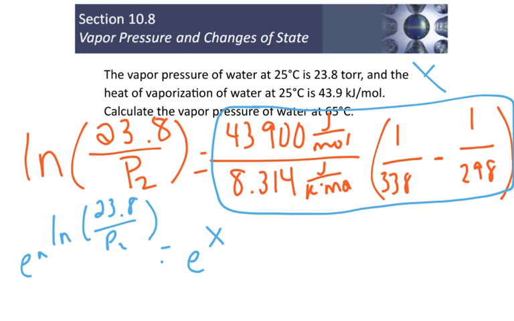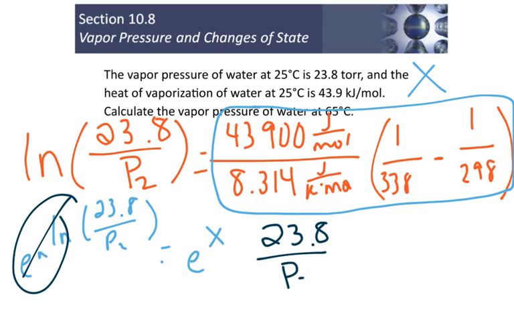That's x. So when you take e to the natural log of something, it cancels that out completely. So this goes away. So then you just get 23.8 over P2 equals e to the x. Right? And when you do that math, you should get P2 is 193.7 torr.